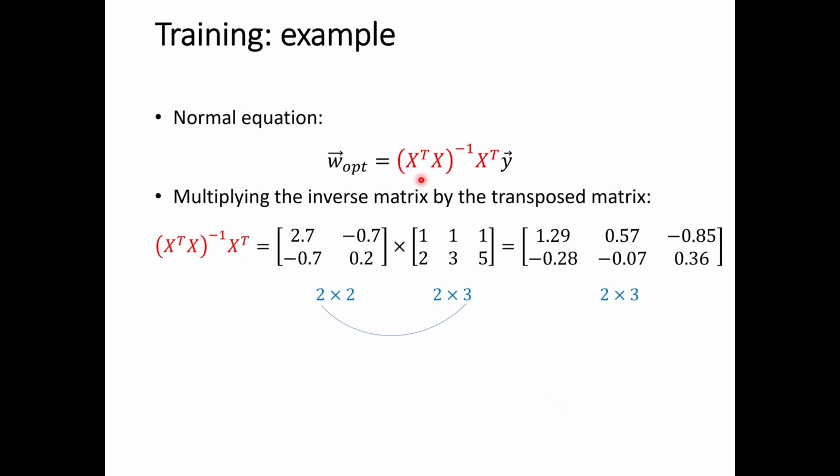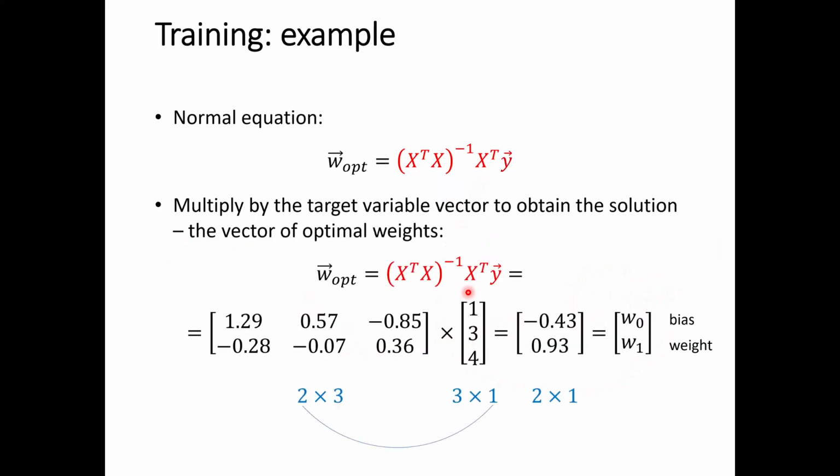The next step is multiplying the inverse matrix by the transpose matrix. We get a matrix of size 2 by 3. And now it's time to multiply this matrix by the target vector to obtain the solution. When multiplying a 2 by 3 matrix by a 3 by 1 vector, we obtain a 2 by 1 vector. This is the vector of optimal parameters. It consists of two elements, W0, which is the bias, and W1, the weight.